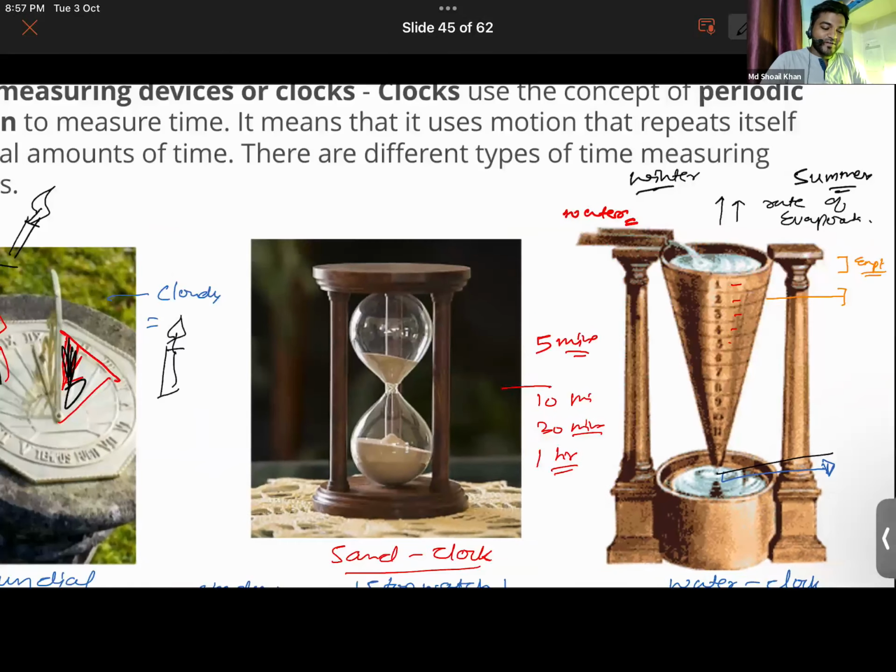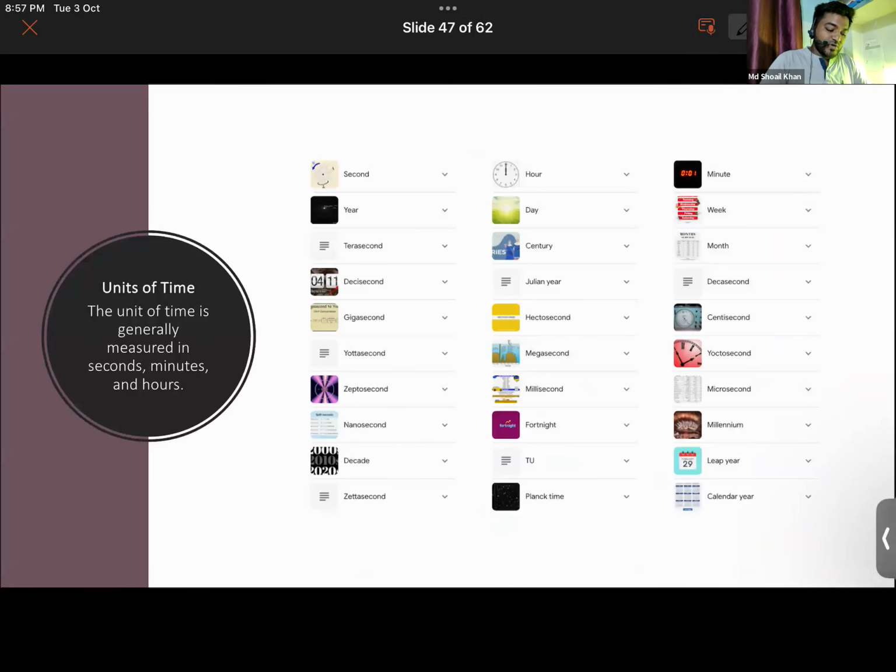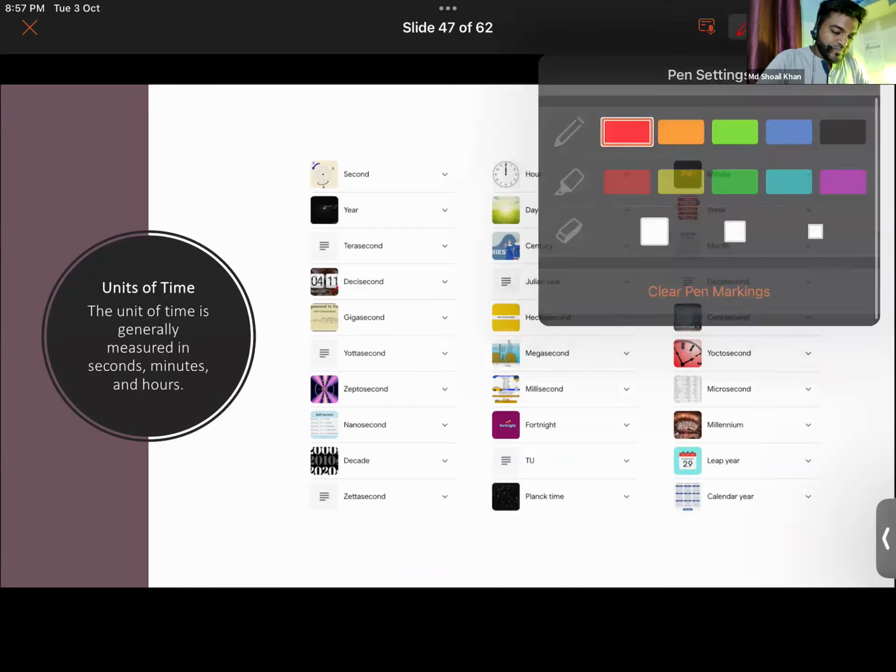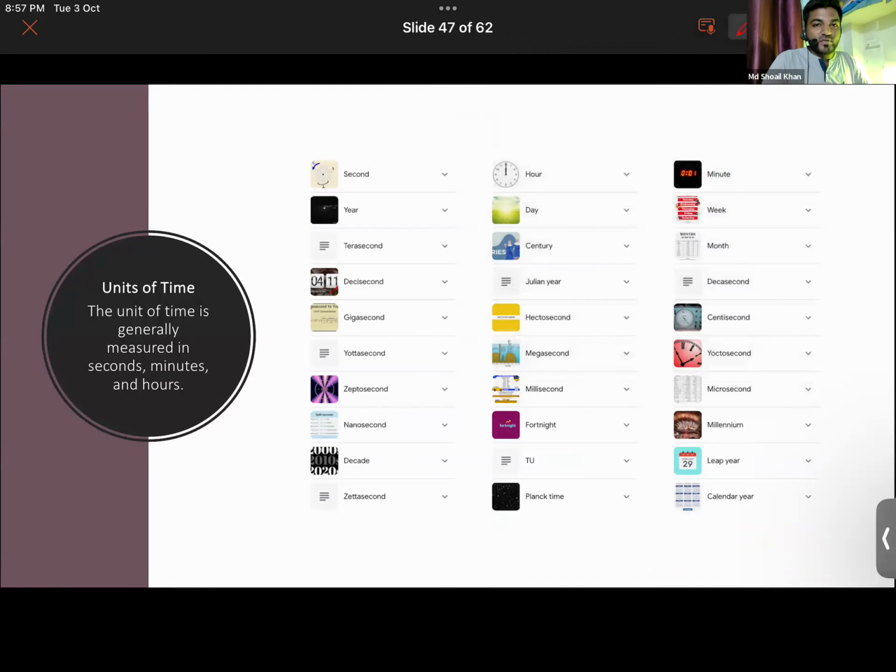Okay, now let's talk a bit about the units. Normally the units that we use to measure time in our daily use are generally second, minute and hour.